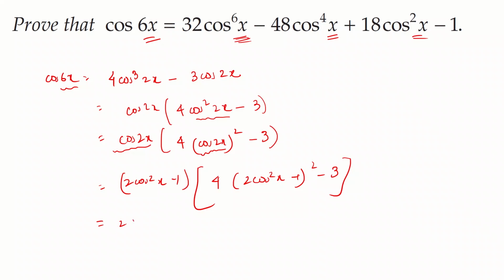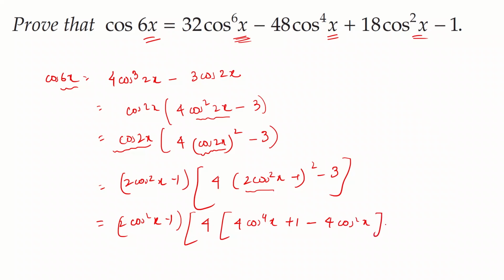Okay, so let's try it out. 2 cos square x minus 1, and this squared will give you 4 cos to the power of 4 x plus 1. A minus b whole square is a square plus b square minus 2ab, which is 2 times 2 cos square x, 4 cos square x, times 1 is again 4 cos square x, and minus 3.